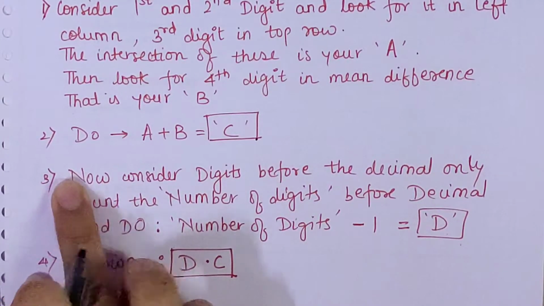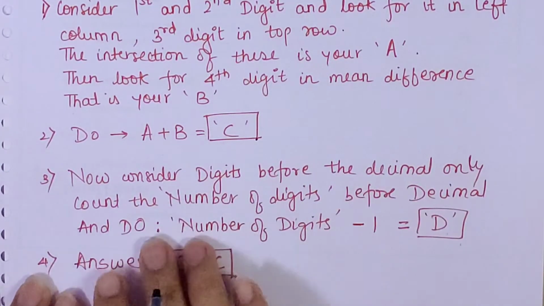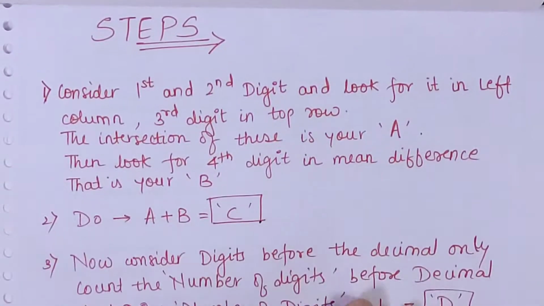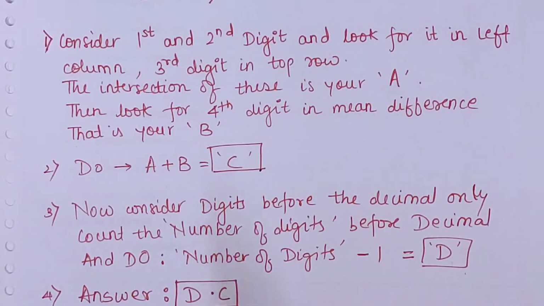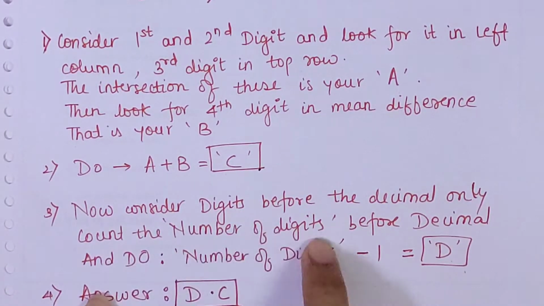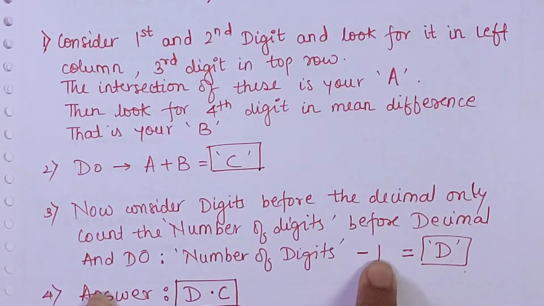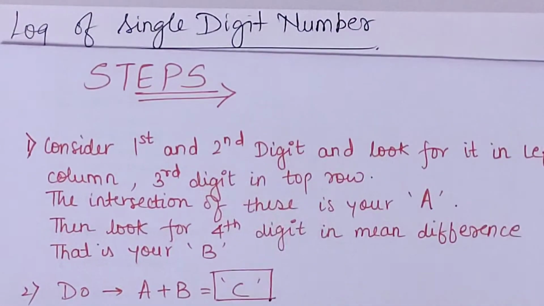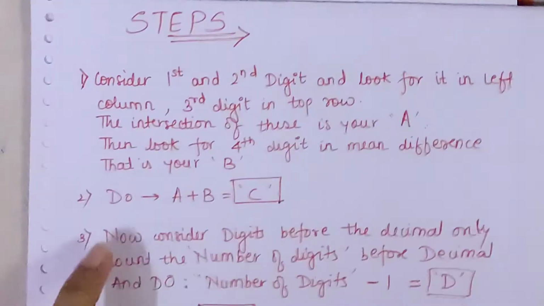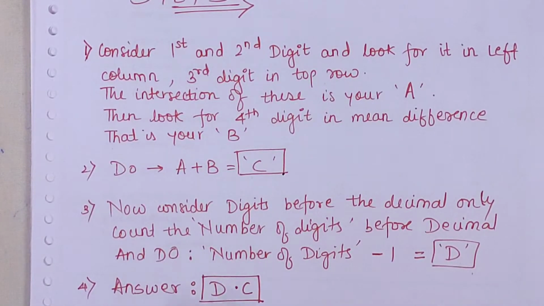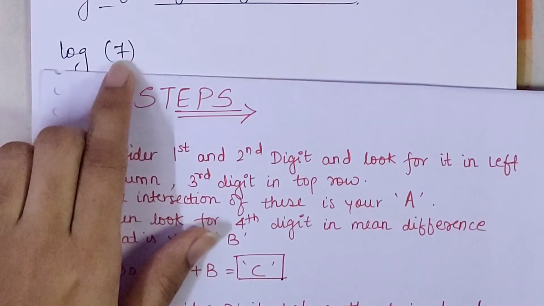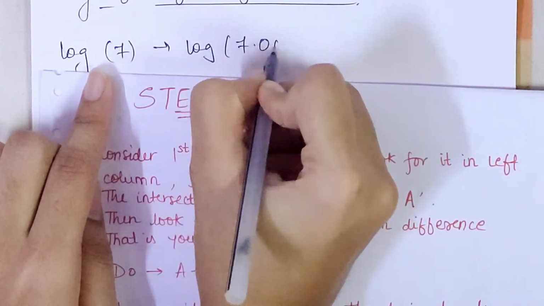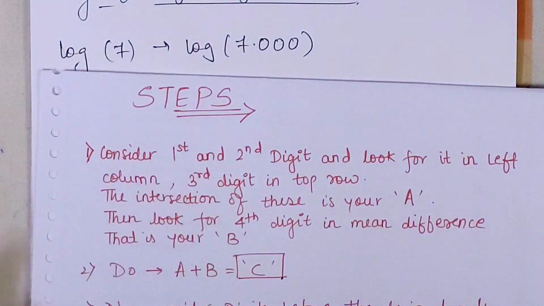Now, third one, consider the number of digits before the decimal point. In this case, as I am finding the log of a single digit number, obviously the number of digits before the decimal point will be 1. So count the number of digits before the decimal point and do number of digits minus 1, that will be your D. Now here is a small trick to remember: the log of a single digit number will always be 0 point something. Why? Because if you count the number of digits before the decimal point in 7, I'm sure you can write 7 as 7.000. You can put as many zeros as you want.